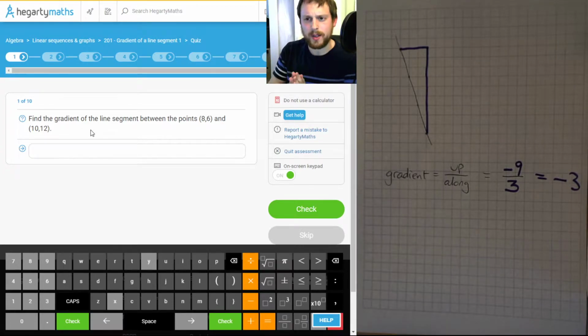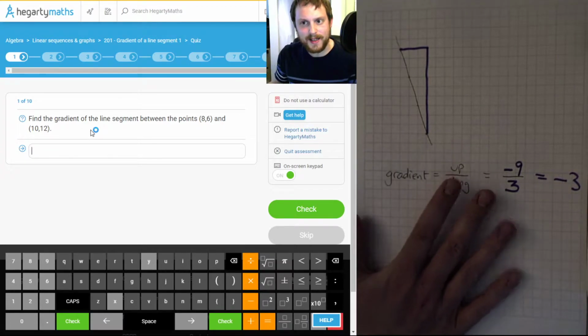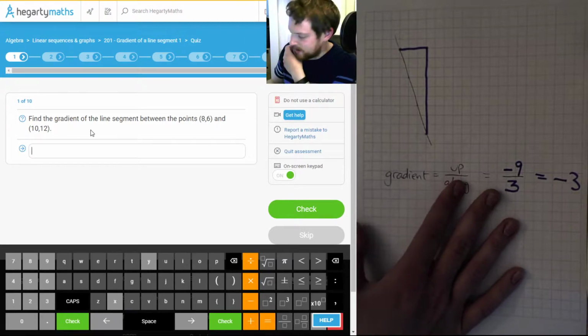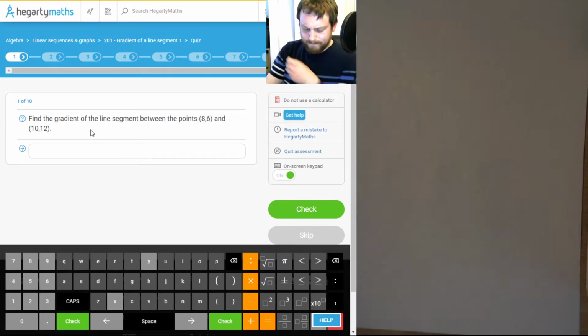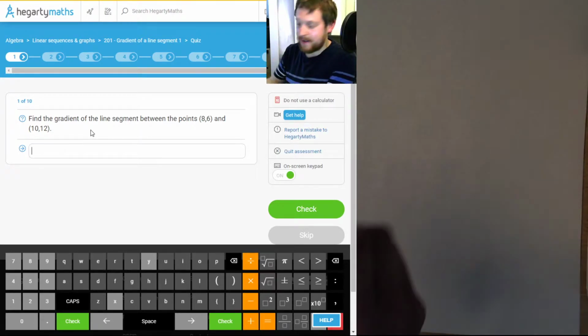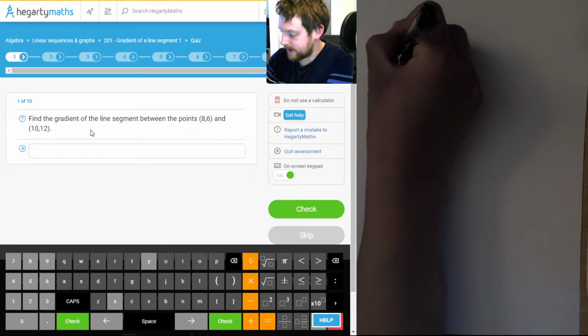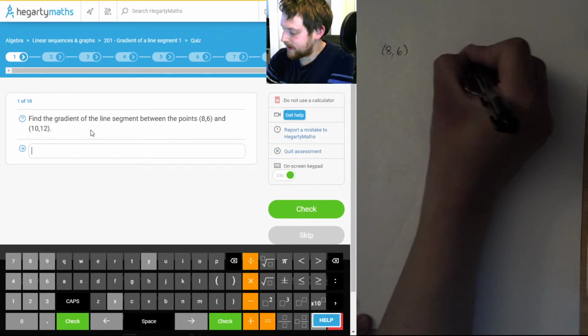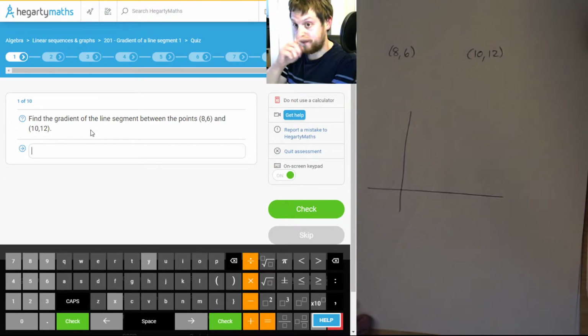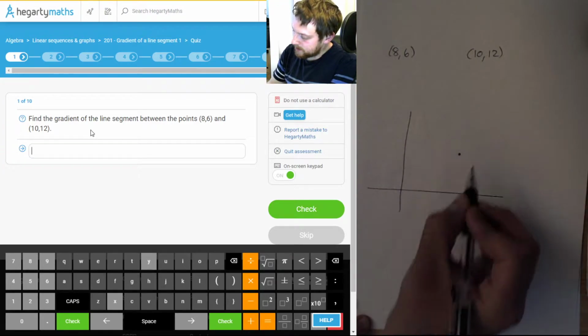So I've not actually talked yet about coordinates. And this is why it's useful for me to load up the Hegarty questions, because if I can see them, I can be thinking, actually, I need to mention stuff about coordinates. It's possible to do this just by thinking about how far along and how far up or down you would have gone. So let's have a think about that. I've got one point, which is (8, 6), and another point, which is (10, 12). Even if you do a rough sketch, 8 along and 6 up.